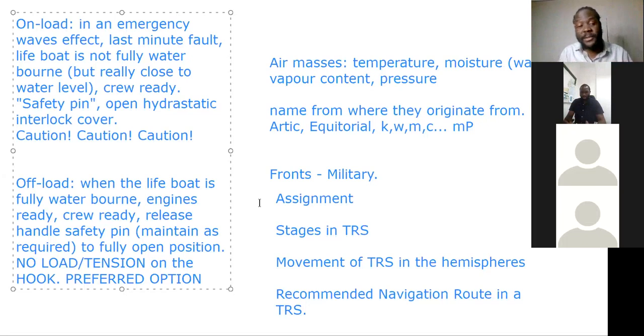Sometimes you want to use the offload, but the waves, again, as I said. So please, please, please don't mix it up, and know that it is very important. Caution, caution, caution. Okay. Thank you very much, Captain, for that.